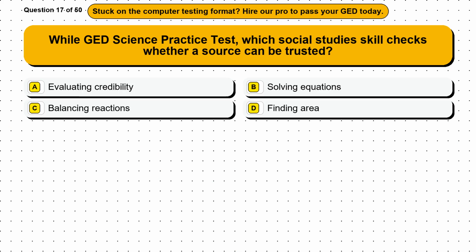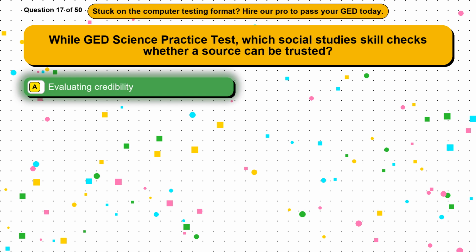Question 17. While GED Science Practice Test, which social studies skill checks whether a source can be trusted? Option A, evaluating credibility. Option B, solving equations. Option C, balancing reactions. Option D, finding area. The correct answer is option A.